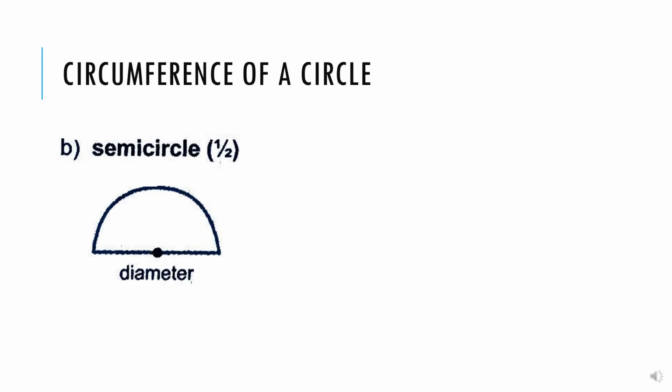How do we calculate the circumference of a semicircle? So this is, in fact, half of a circle. So we want half of the circumference of a full circle plus the diameter. So the formula is given as follows. It looks very complicated, but it's actually very simple.